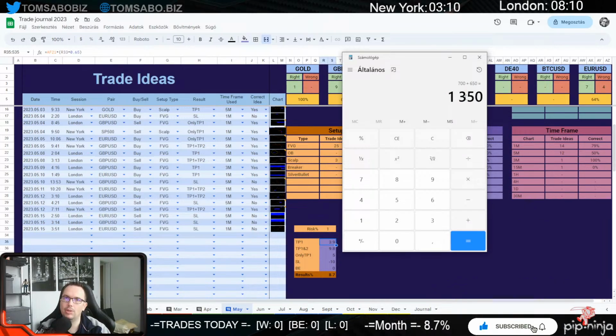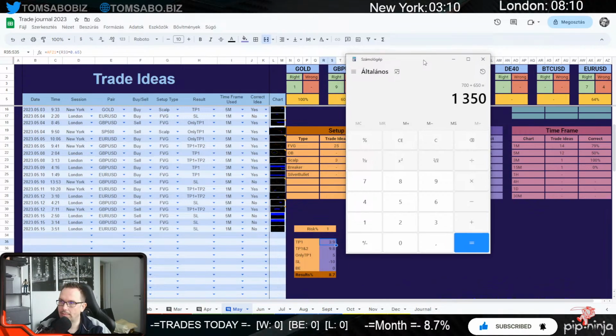But I try to add some more pips to my take profit so I can at least get my commissions back. So half a pip should cover the commission. So I always add that to the final TP or to the partial profit. So we could say 1 to 1.3, 1 to 1.4, but it's not really accurate.